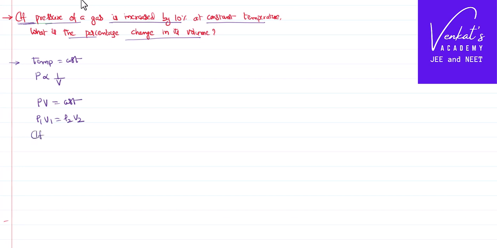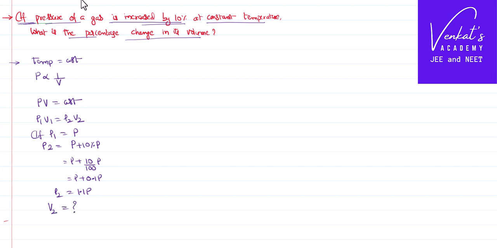If you assume P1 as P, P2 is the pressure increased by 10%. P2 is P1 plus 10% of the original P1. So P plus 10% means 10 by 100 of P, that is 0.1 times of P. So that is 1.1 times of P. If the new pressure is 1.1 times of P, what is the change in the volume?